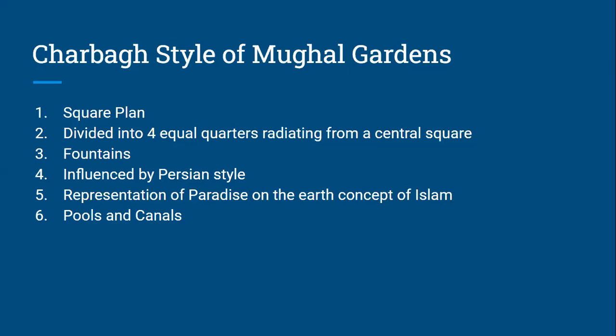Then we find extensive use of fountains. So that is the peculiarity of Mughal gardens. हम लोग को काफी सारे fountains देखने को मिलते हैं. And this style is specifically influenced by the Persian style of gardens. Now it is said that the Charbagh style of gardens is a representation of the paradise on earth concept of Islam. And we also find pools and canals. So if there is a question on Charbagh style of Mughal gardens, all these features you are supposed to explain. You can draw such diagrams also to make your answer more elaborate.